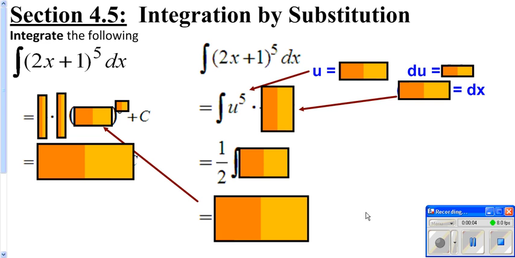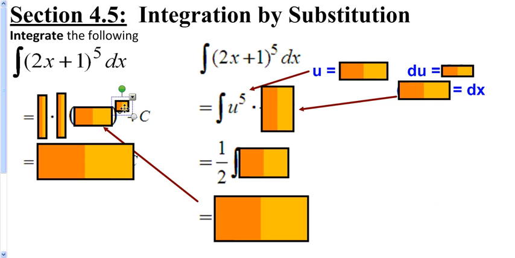Integration with U-Substitution. Now, for some of you on this first one, you may see what to do. You might say, well, I got to increase my exponent by 1. Keep the inside the same. Well, if I increase my exponent by 1, it gives me a 6.